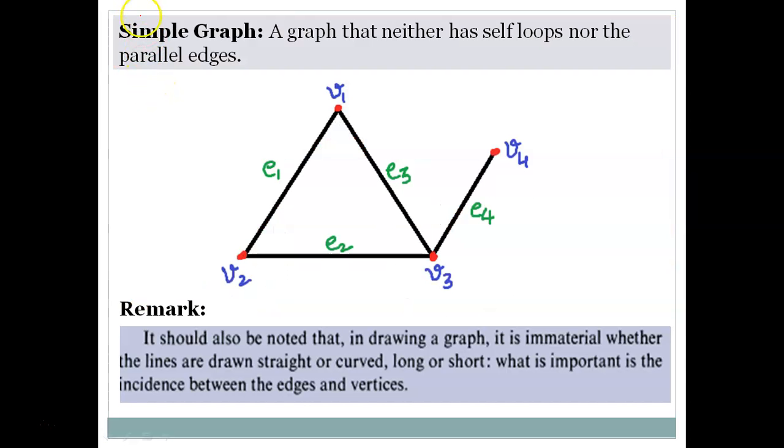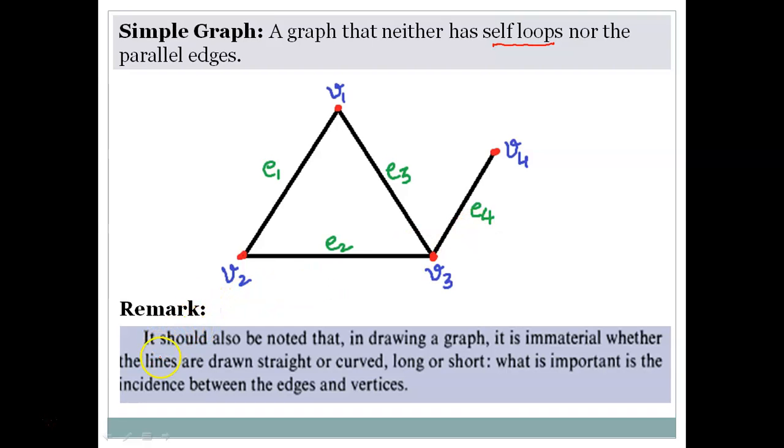Next is the definition of a simple graph. A graph that has neither a self loop nor parallel edges is called a simple graph. For example, in this graph we have four vertices V1, V2, V3 and V4, and four edges E1, E2, E3 and E4. Here there is no self loop and no parallel edges, so this type of graph is called a simple graph.